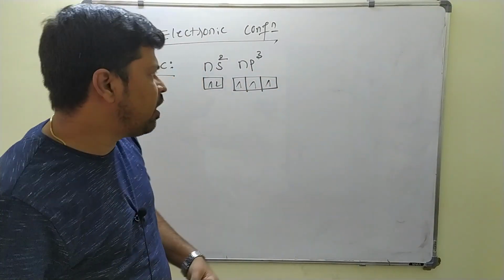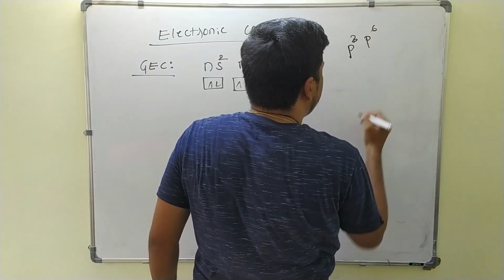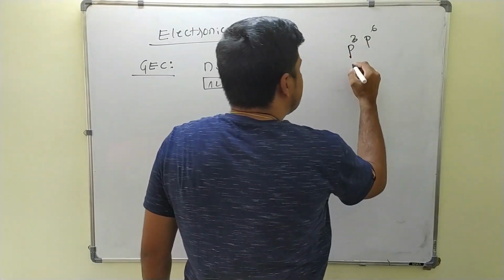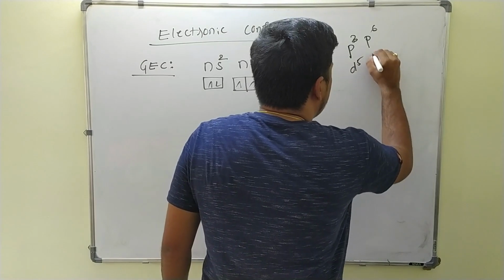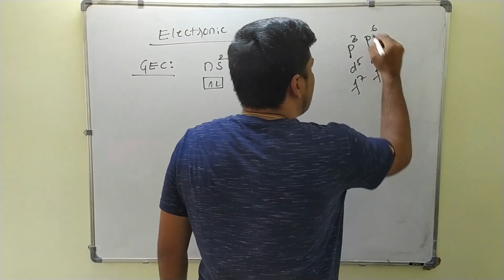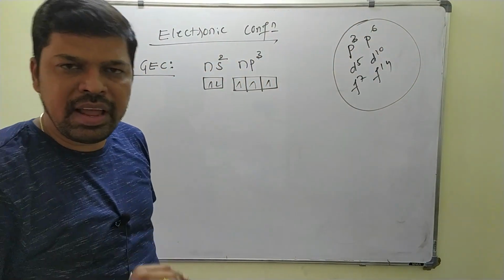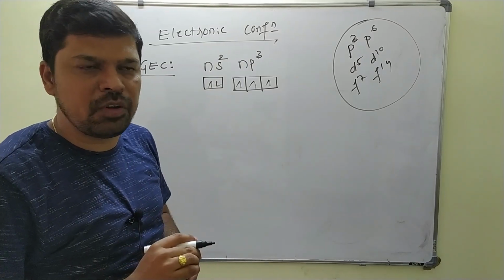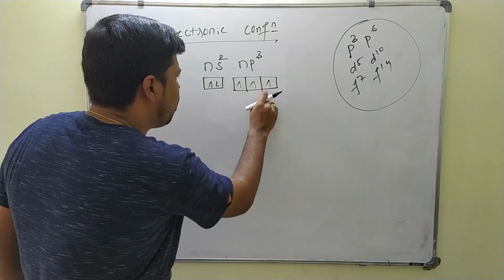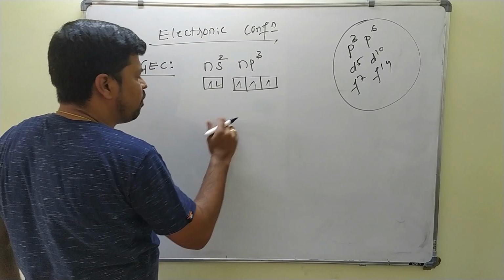Because of this exactly half filled p orbital, these group 15 elements have some extra stability. Already we know that elements with half filled and completely filled orbitals have extra stability: p3, p6, d5 is half filled, d10 completely filled, f7 is half filled, and f14 is completely filled. Any elements with this type of configuration have extra stability due to symmetrical distribution of electrons. Because of that, group 15 elements also have extra stability because of their np3 configuration.